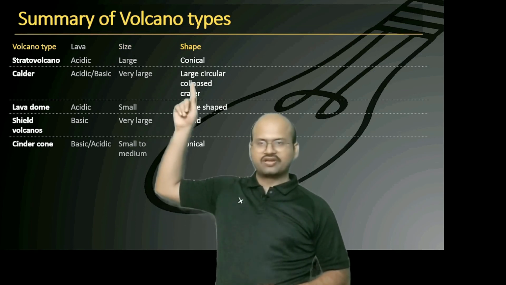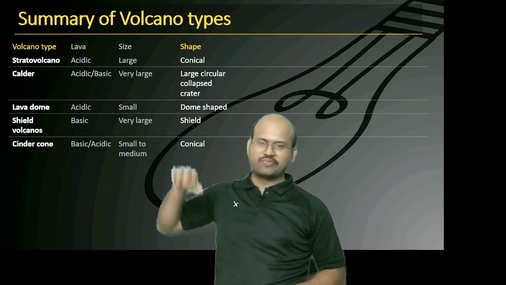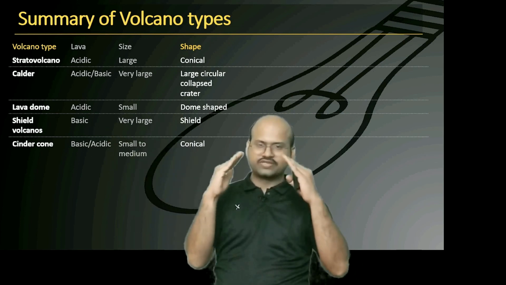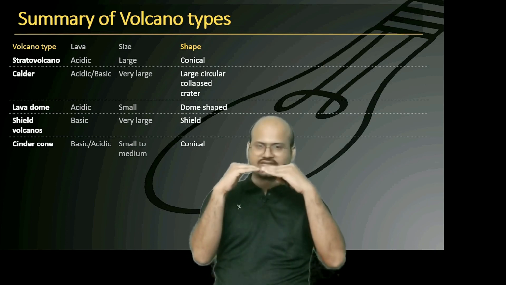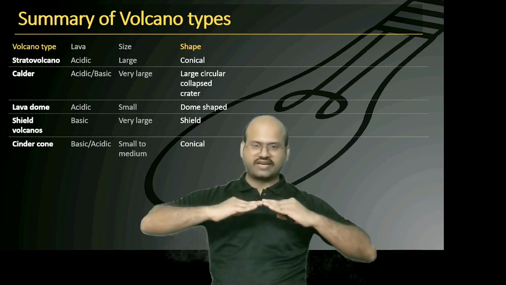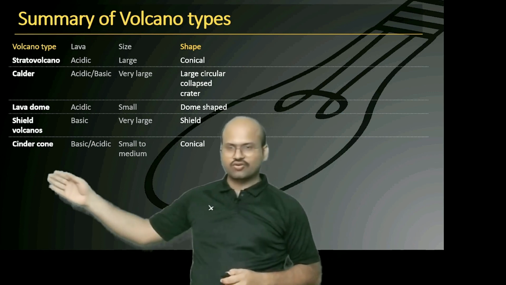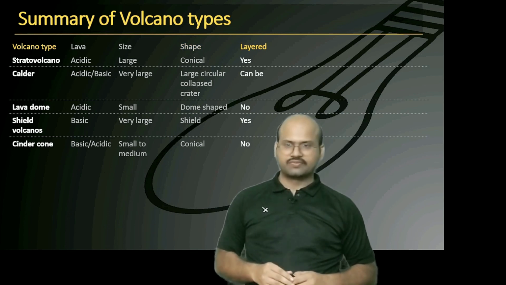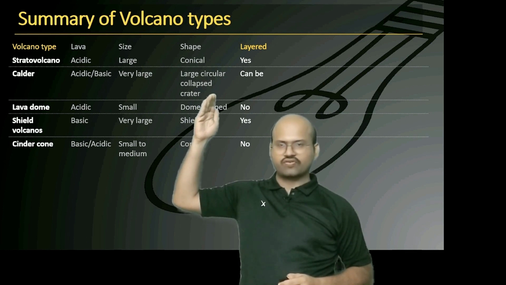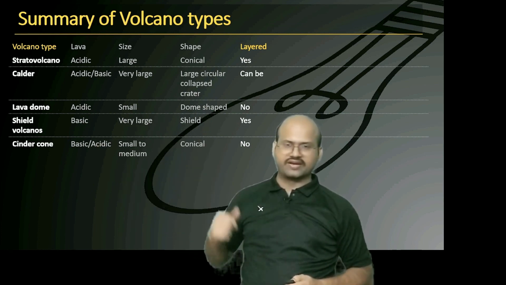If you look at the shape, stratovolcanoes are conical in shape. The caldera has a large circular shape because of the collapse of the mountain. Lava domes are dome shaped. We have seen a dome shape which is not exactly conical but something like this. Shield volcanoes are shaped like a shield, that is, they have a very gentle slope, something like this. The slope is very gentle. While cinder cones are also conical shaped. Stratovolcanoes are layered. Caldera can be layered if it is formed of stratovolcano. Lava domes are not layered. Shield volcanoes are layered. Cinder cones again are not layered.